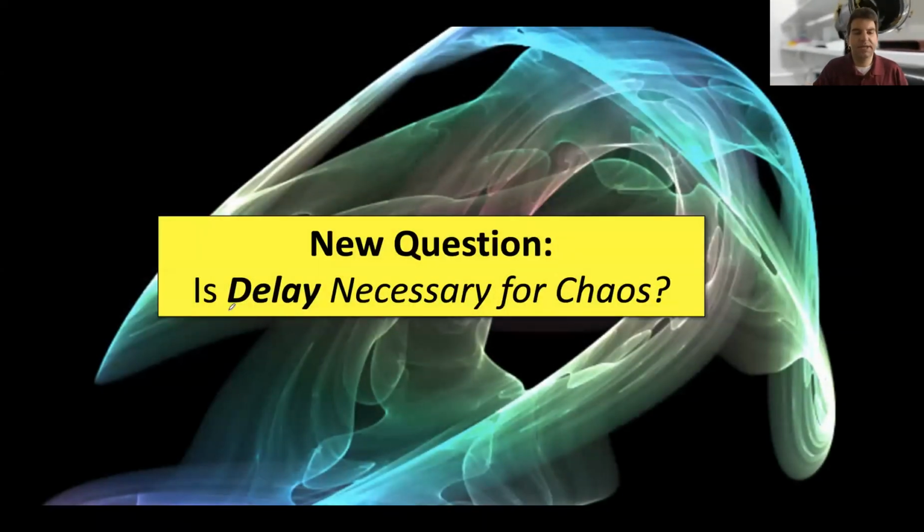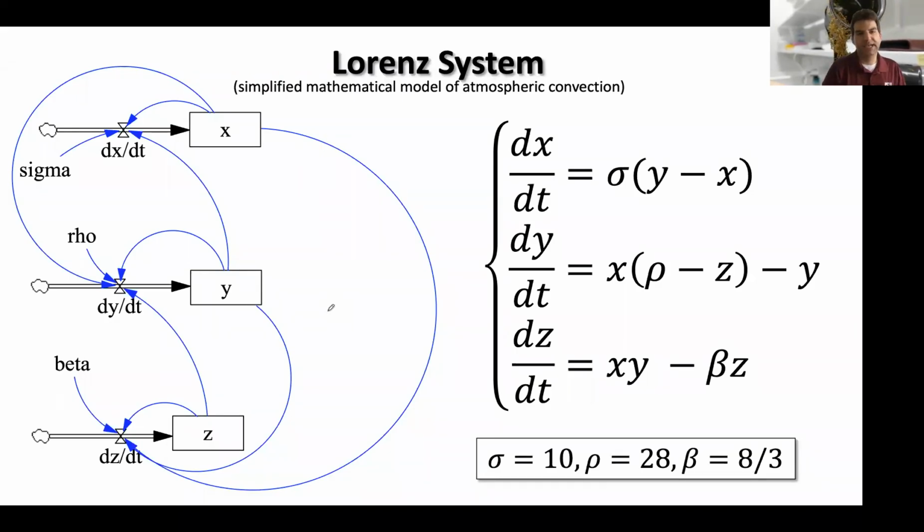All right, so is chaos just a property of delay? Just like delay typically causes these oscillations, is delay also the path to chaos? Although delay can give you chaos, you don't actually need it for that. There is a relatively simple system, and here's one example called the Lorenz System, which has 3 stocks, and each stock has its own flow. So that's what I've got here.